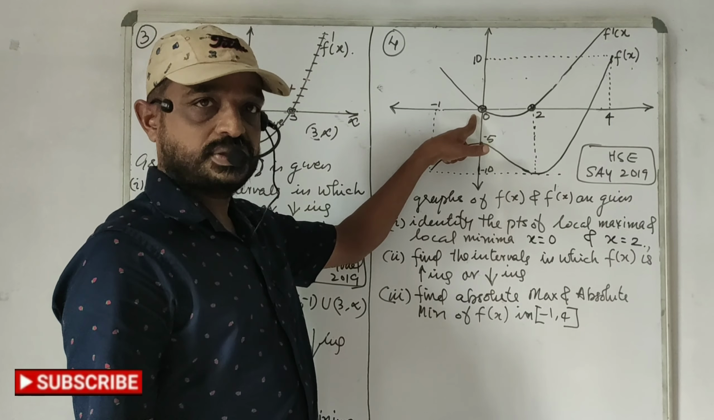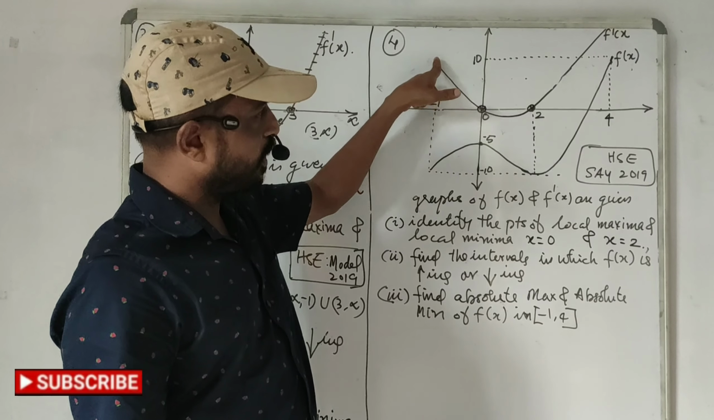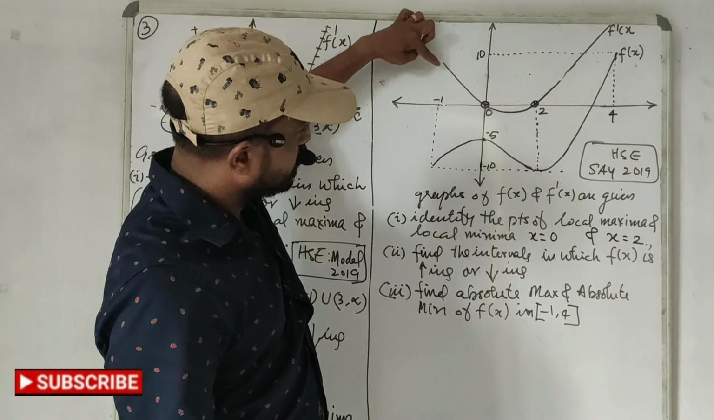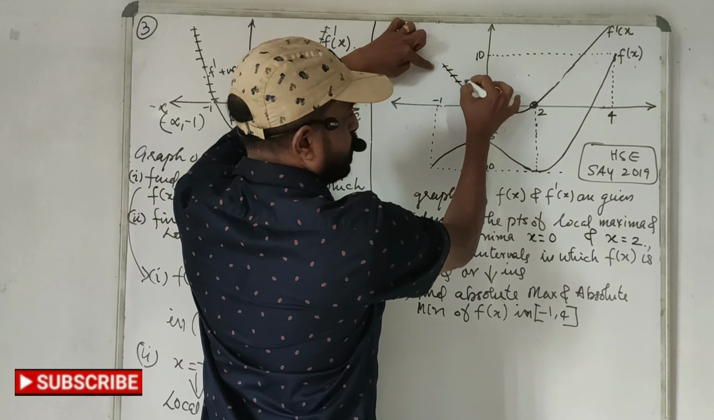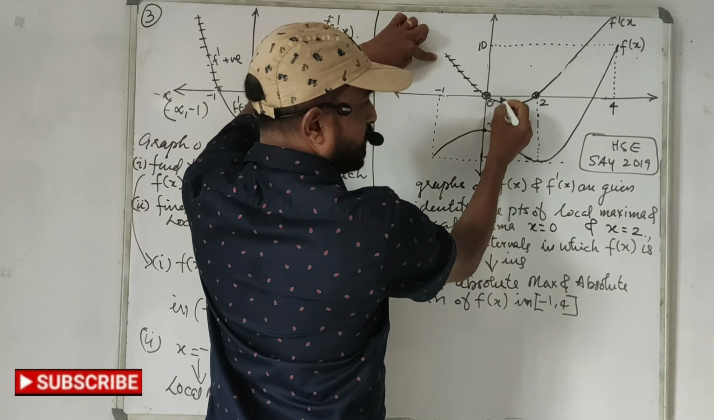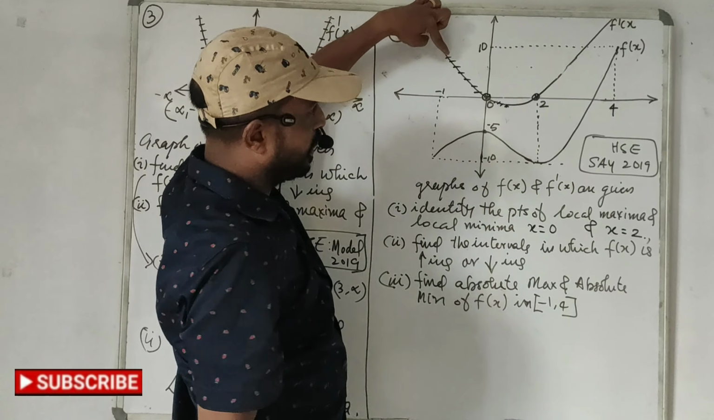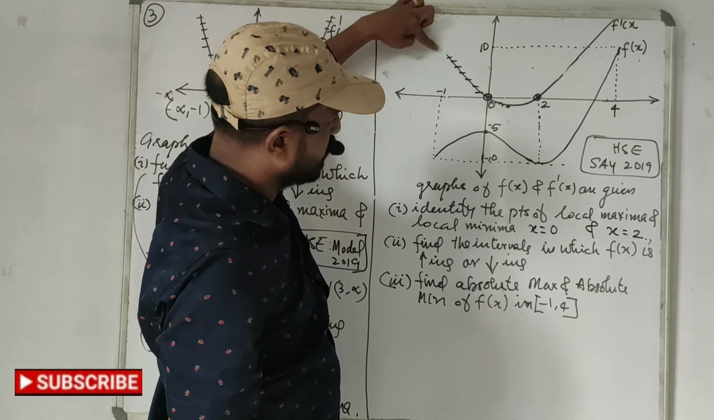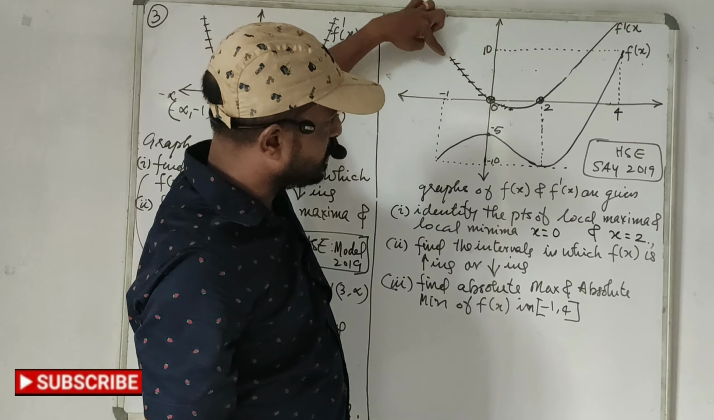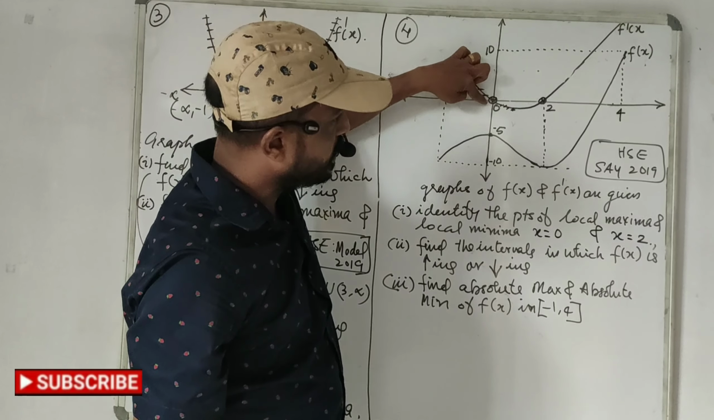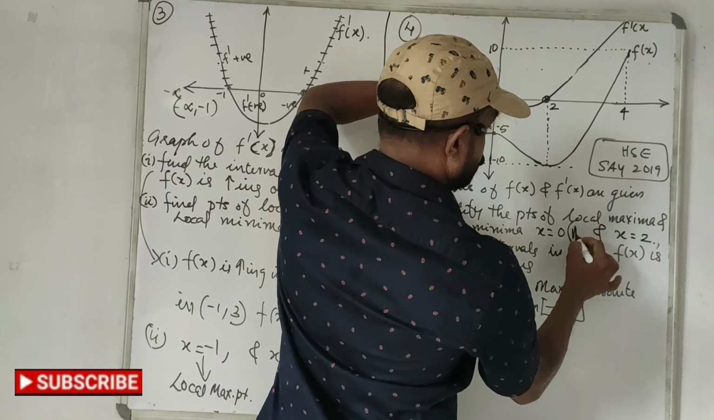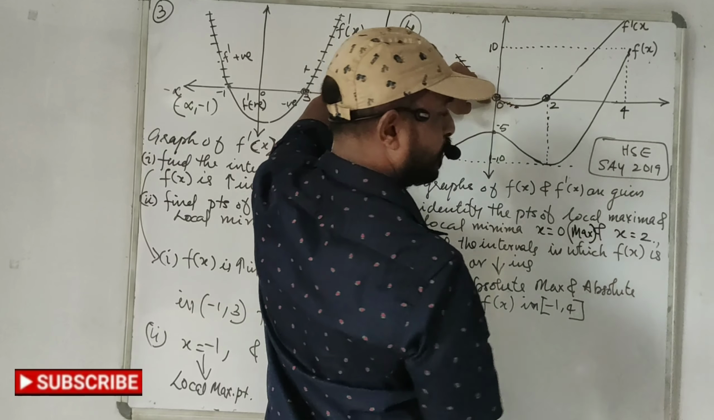See, at x equal to 0, what happens? This is the graph of f dash of x. At x equal to 0, f dash of x is positive because the graph is above the x-axis, but here f dash of x is negative. At this point, f dash of x changes its sign from positive to negative. If f dash of x changes its sign from positive to negative, this is a local maximum point. So x equal to 0 is a local maximum point.